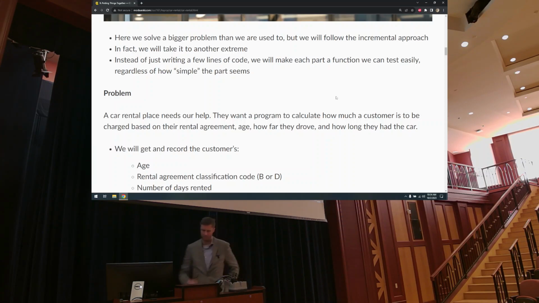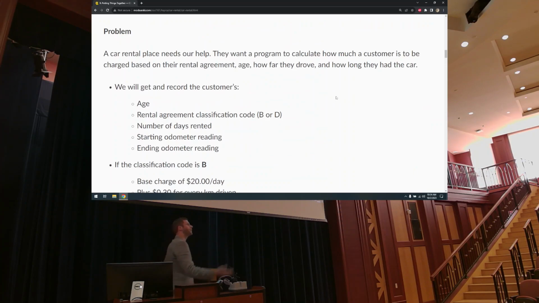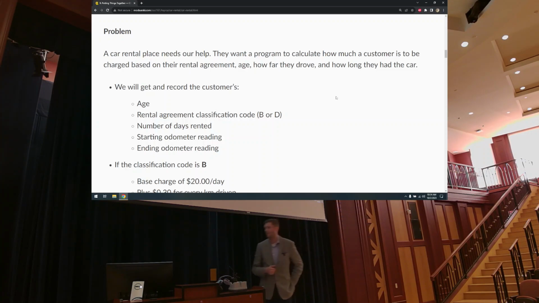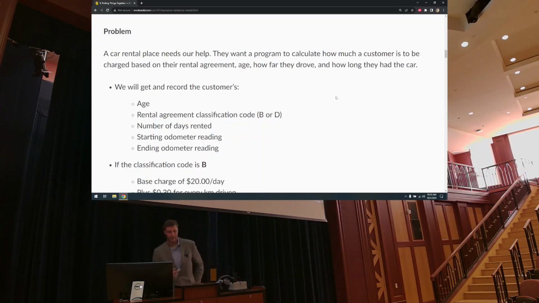So here's the problem. Some car rental place wants us to write a program to quickly and easily calculate the charge for a customer. All right? They're going to want to know, based on the rental agreement, how far they drive, how many days they had it, how old they are. Then we're going to want to be able to calculate the charge that they're going to have. All right? Sure, someone can do this by hand, but wouldn't it be nice if a program can do it like that, right?